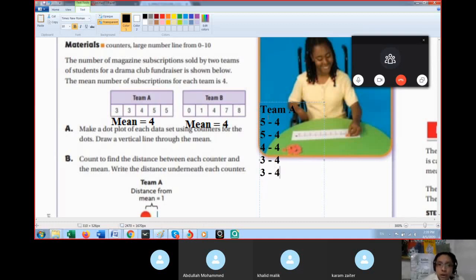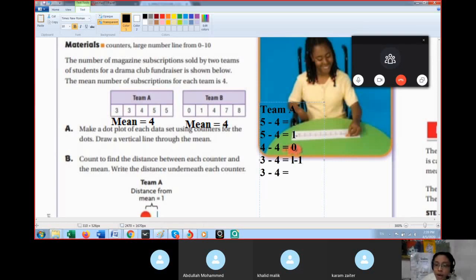Here, look at this one. All of them will be subtracted by 4. That's how you will get the mean absolute deviation. 5 minus 4? 1. Again, 1 here. Again, here, 0. But what about here? 3 minus 4 is negative 1.